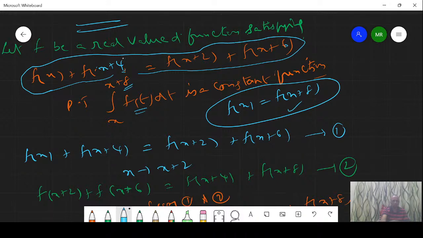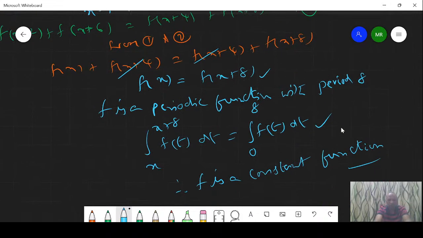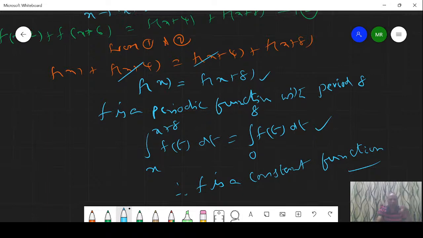F of x plus 4 equal to f of x plus 2 plus f of x plus 6. I have taken this equation, replaced x with x plus 2 on both the sides, then we get this, let it be 2. From 1 into 2, I can conclude that we get f of x plus 8. So f is a periodic function with period 8.